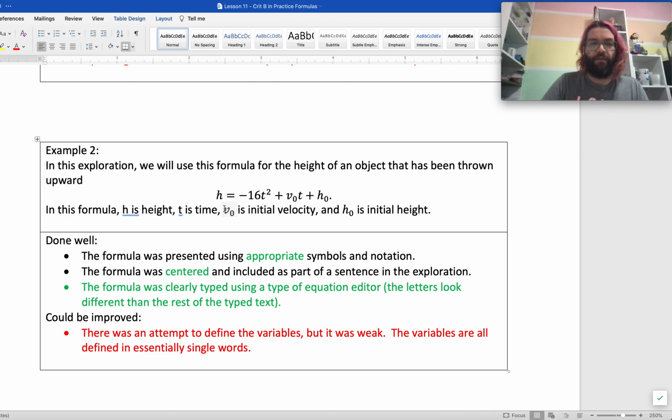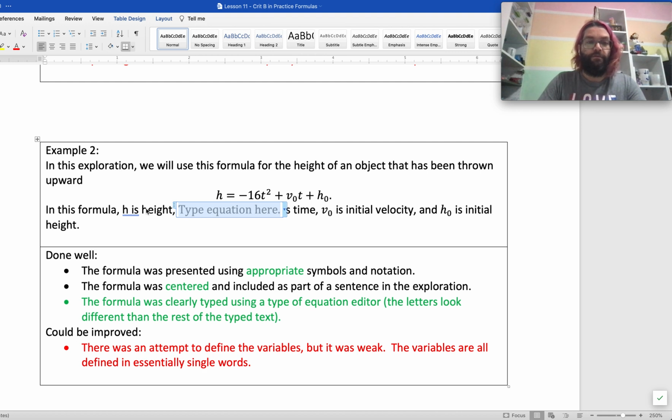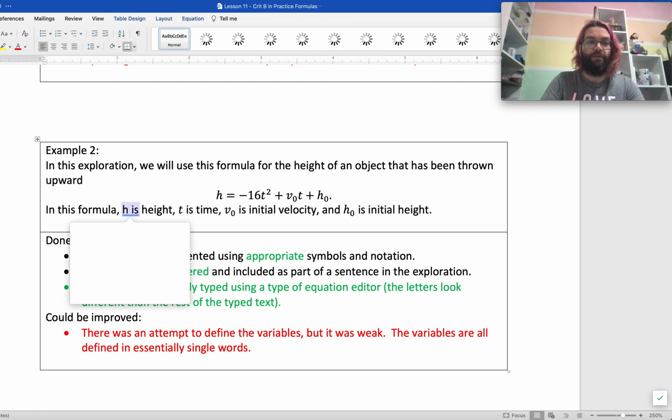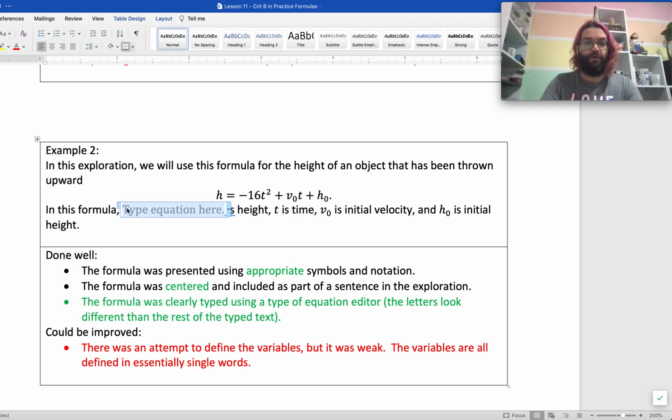You'll notice that the v0 and the h0 are the same formatting as this. For these ones, I really shouldn't have just typed t. I should have put in the equation version of t so that it would look the same. Right, and I'll update that for the notes that you guys will have for this. I just noticed as I was doing the video here.